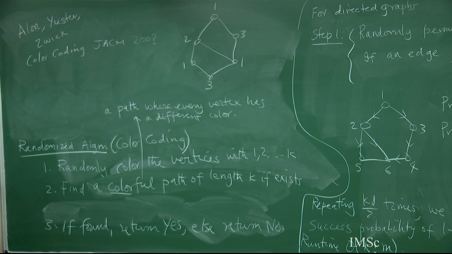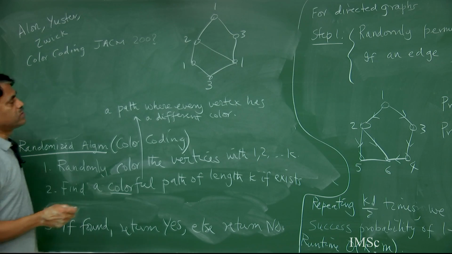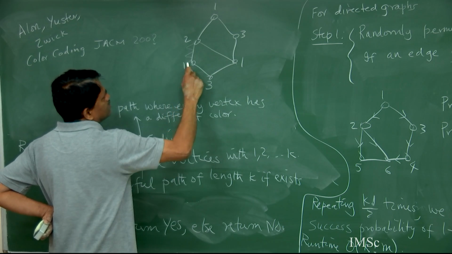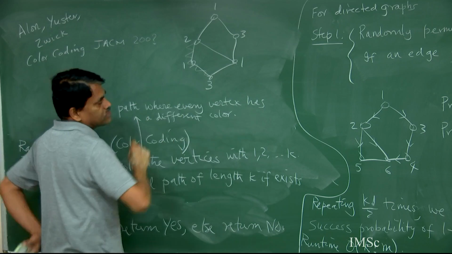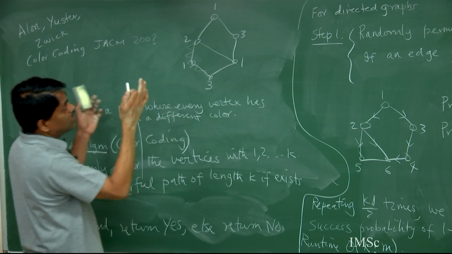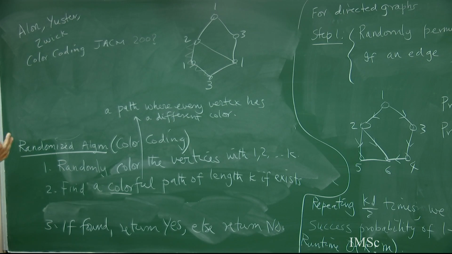Now I am saying, instead of looking for a simple path of length k, I am going to look for a path of length k where every vertex gets a different color. So for example, here is such a path on 3 vertices where all the vertices get different colors. But this graph has a lot of simple paths of length 3, and many of them don't survive, meaning they don't meet the condition that the colors are different.